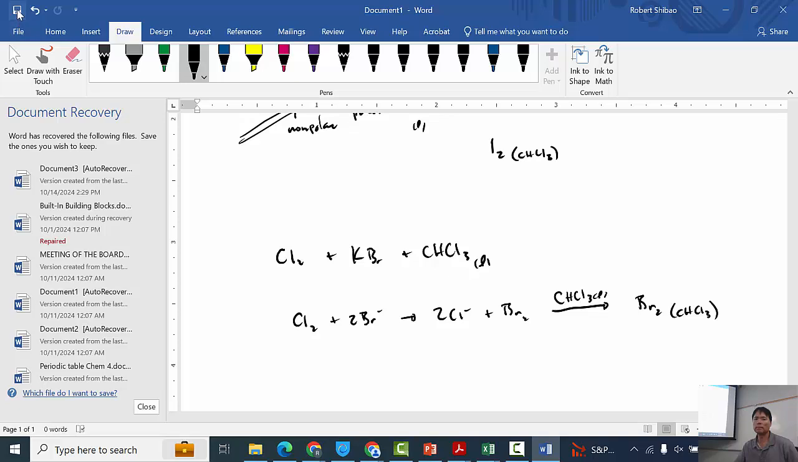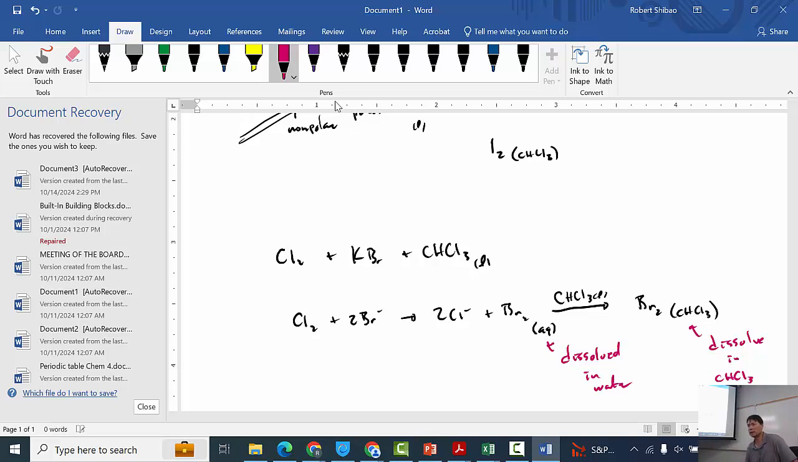Why do you write the chloroform as a subscript next to the bromine? It's just to say it's this. We're taking bromine from the aqueous phase into the chloroform phase. What is that? Aqueous means what? Dissolved in water. What this means is it's dissolved no longer in water. The bromine is now dissolved in chloroform. That's why we write the subscript there.